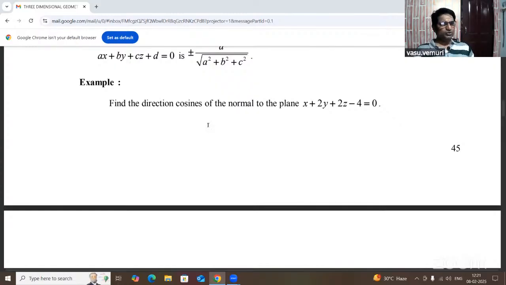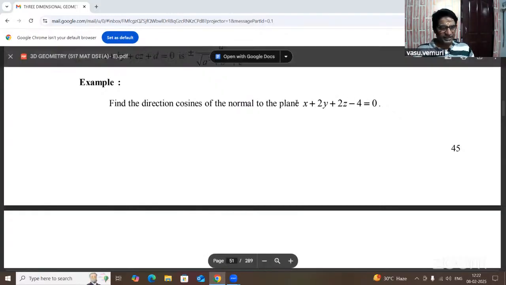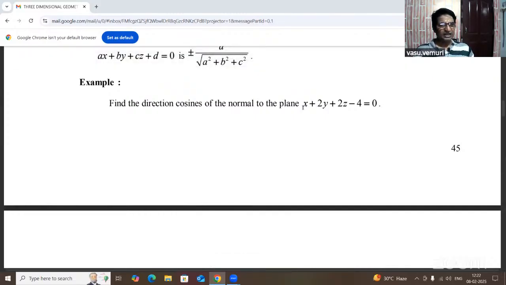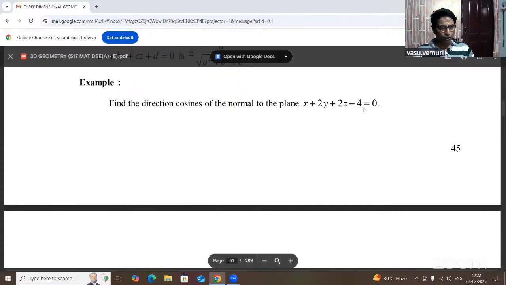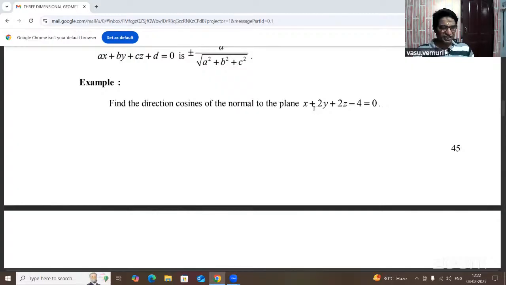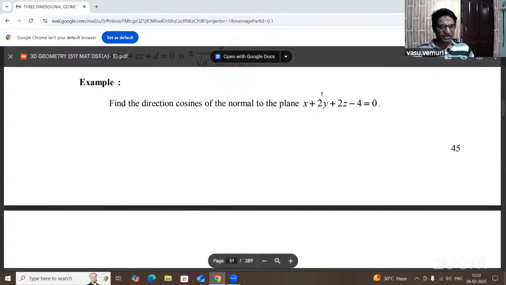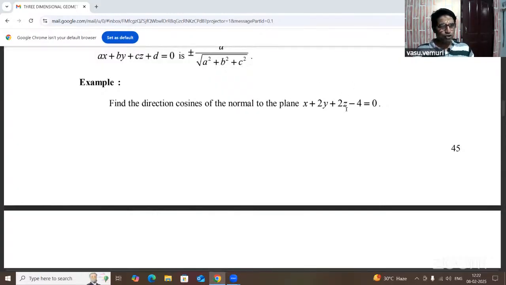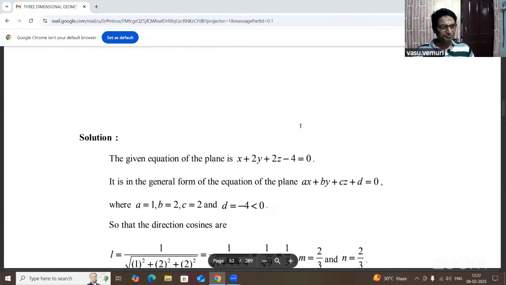Now let us see the problems. Find the DCs of the normal to the plane x plus 2y plus 2z minus 4 equal to 0. First of all, write the given equation of the plane: x plus 2y plus 2z minus 4 equal to 0. Here the coefficients of x, y, z are 1, 2, 2. So those are the DRs of the normal.